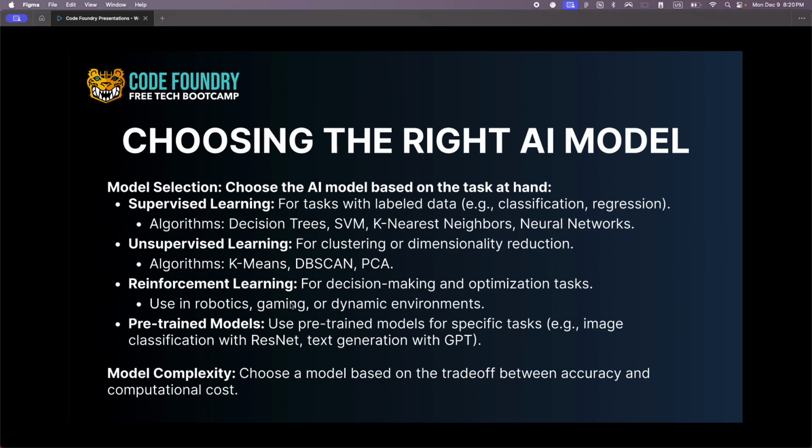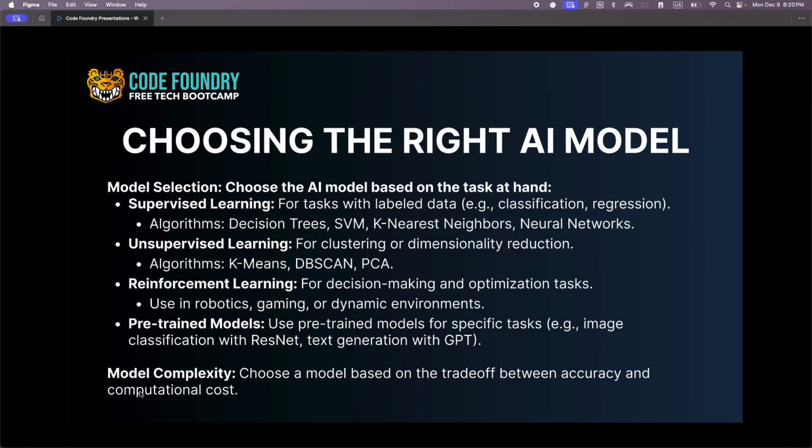We also have reinforced learning, which we talked about, which is for decision making and optimization tasks. This is used very frequently in robotics, gaming, or dynamic environments. And then finally, we have pre-trained models. These would be like our GPTs or other models that are already pre-trained, right? We don't have to provide it data to tell us what should come out of it.